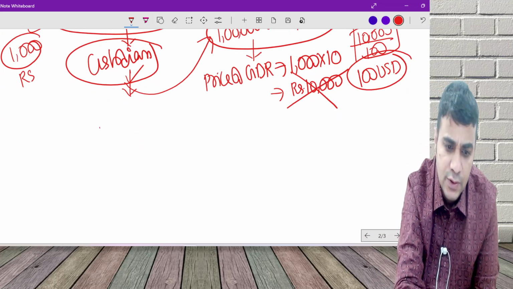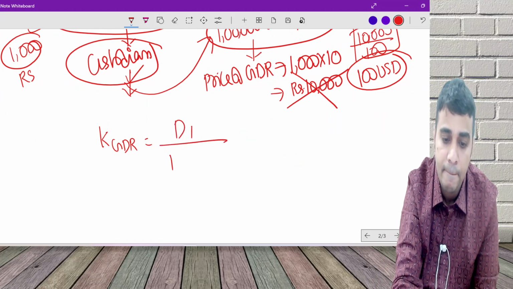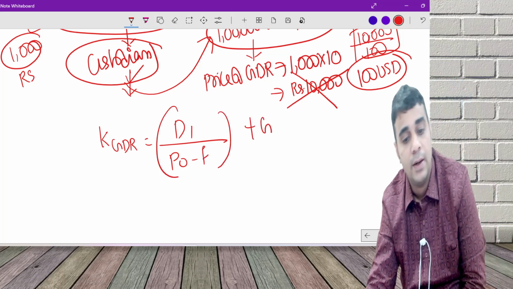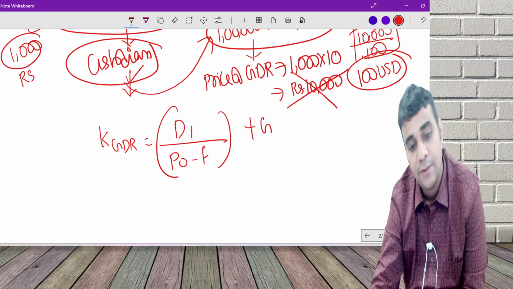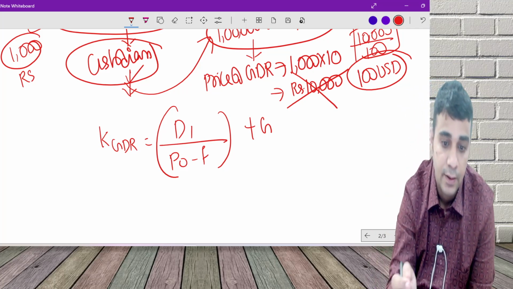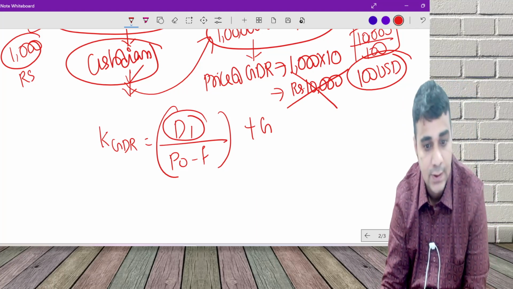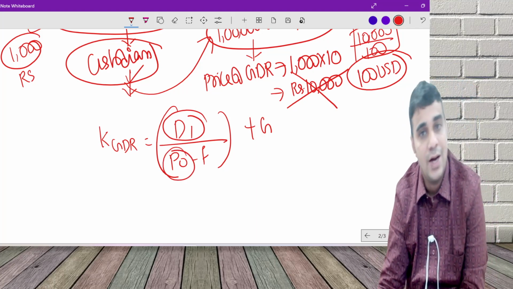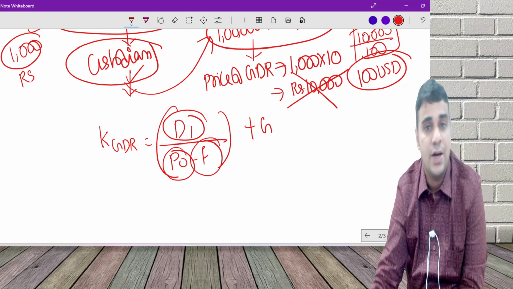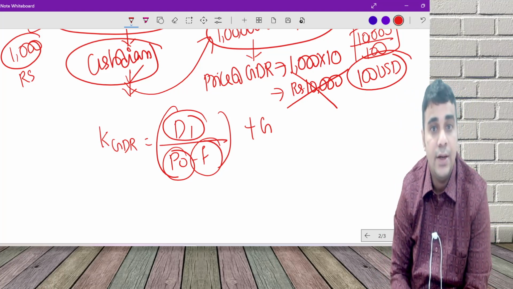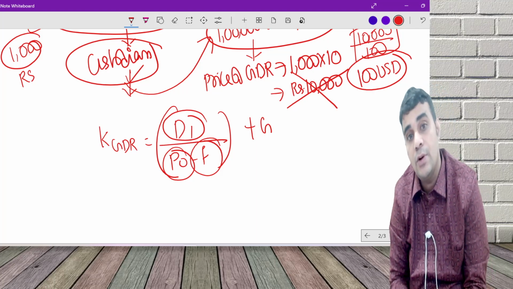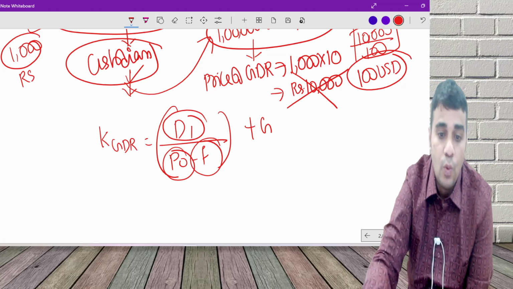What is the formula for cost of GDR? K_GDR is equal to D1 by (P naught minus F) plus growth rate. This is the cost of equity formula, where F is flotation cost, in case any flotation cost is there. The D1 will be for 10 shares, P naught will be for 10 shares, flotation cost will be for 10 shares, and growth rate will be as it is. We are going to do calculation for 10 shares. Why 10 shares? Because 10 shares is equal to 1 GDR.